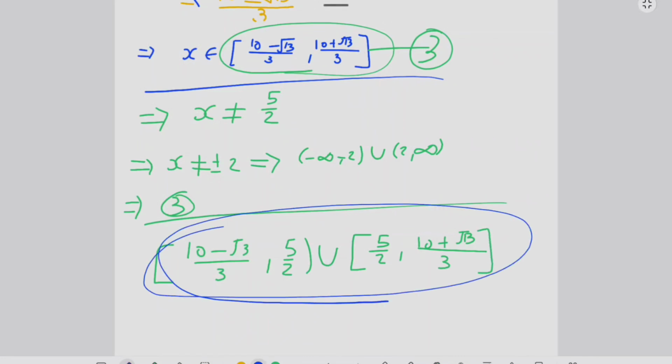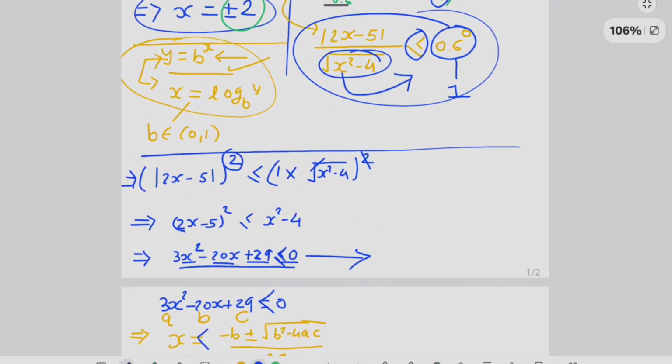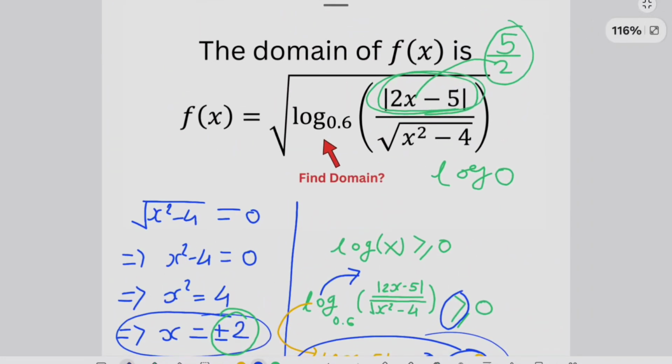So you can see that we have to combine three conditions, so we will get the answer. So there are many fundamentals we have learned about logarithmic function.